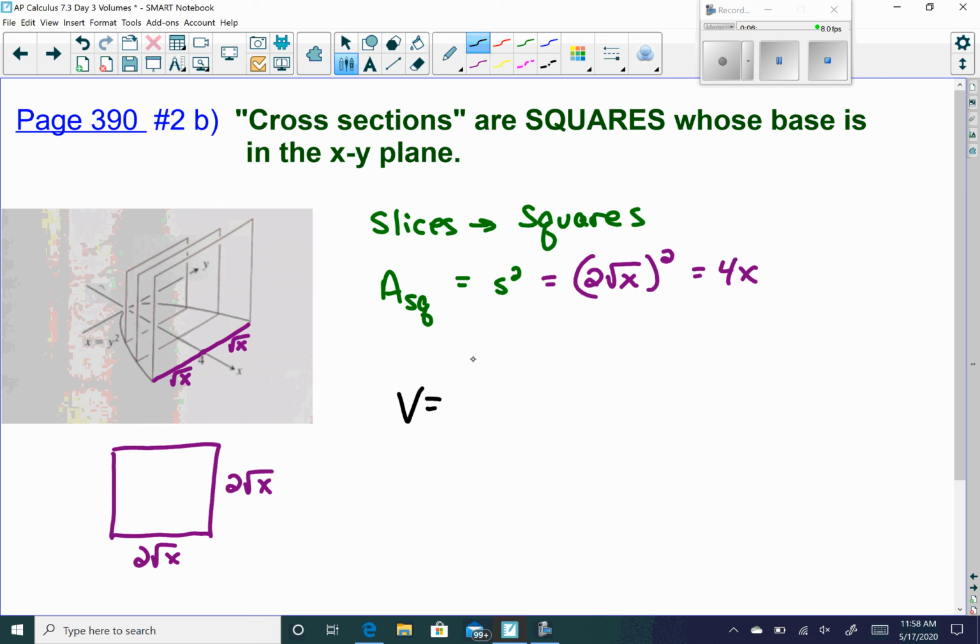I don't have a pi in this problem, I only use pi with the area of a circle. So I just have the integral from 0 to 4 of 4x dx. So now this just becomes 4x squared over 2, or we could just say 2x squared from 0 to 4. So then we're going to get 32, really minus a 0, so I'm going to get 32 cubic units.